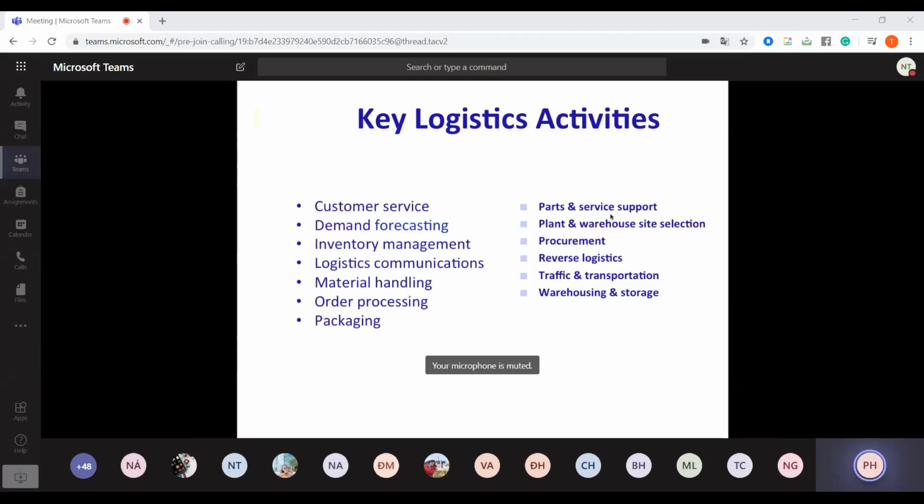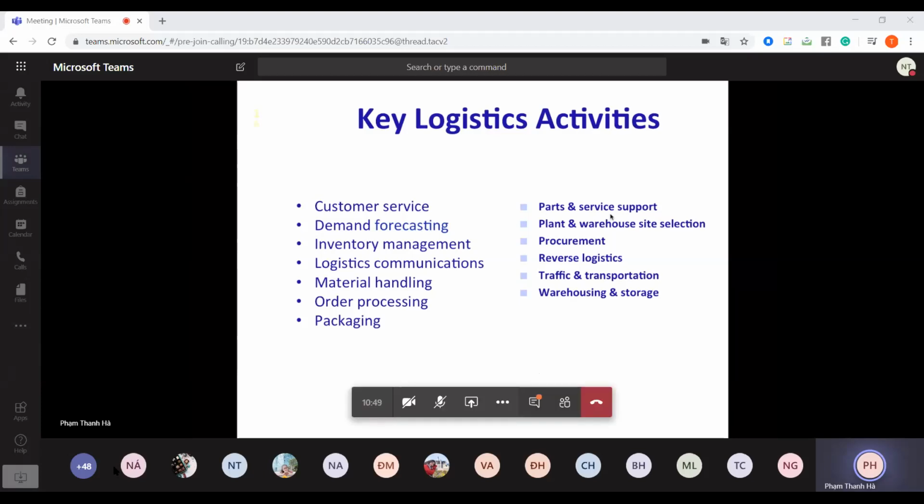So once again, I would like to emphasize that these are the key logistic activities that support the whole logistic system. Previously, you may remember the chart I showed about the input and output of the logistics system, and I also analyzed a little bit the key logistic activities that can support the whole logistics system. So I don't want to remind you again.